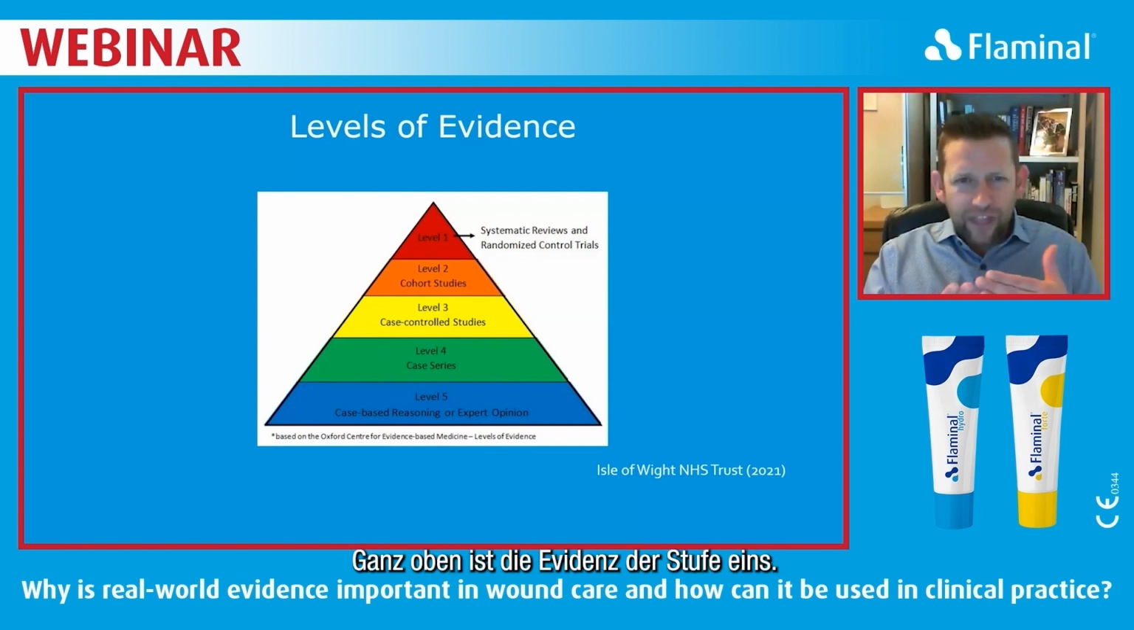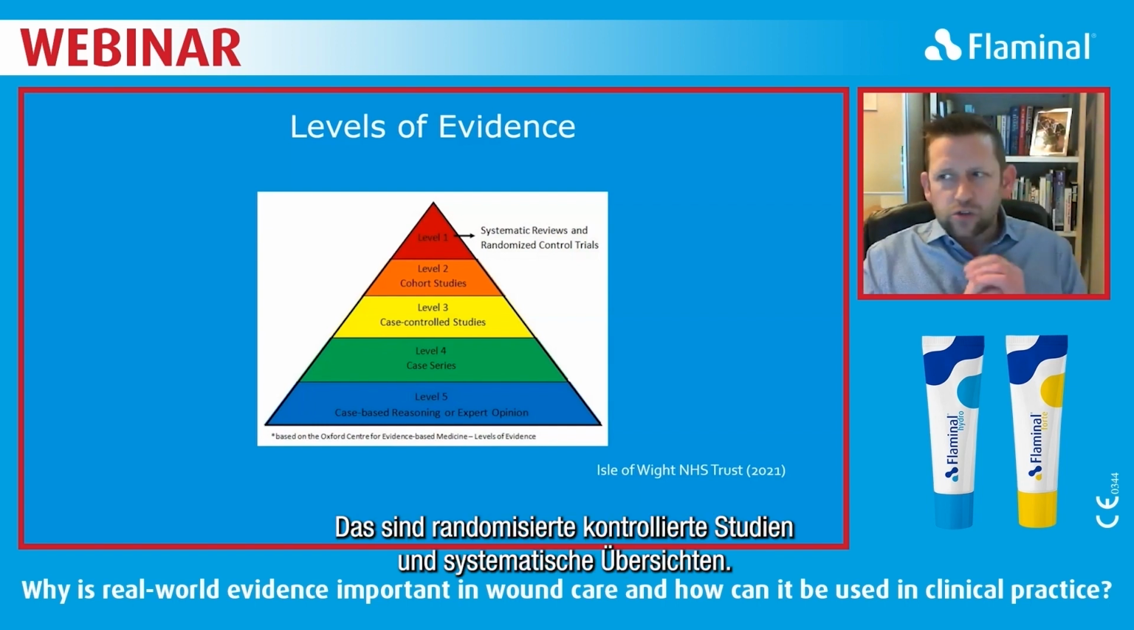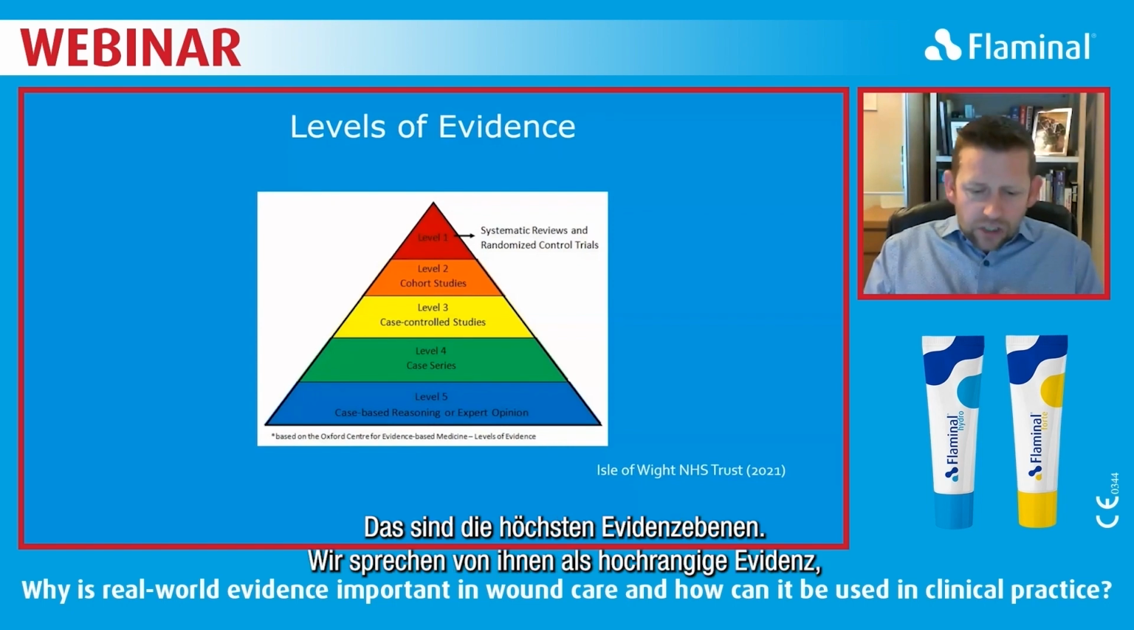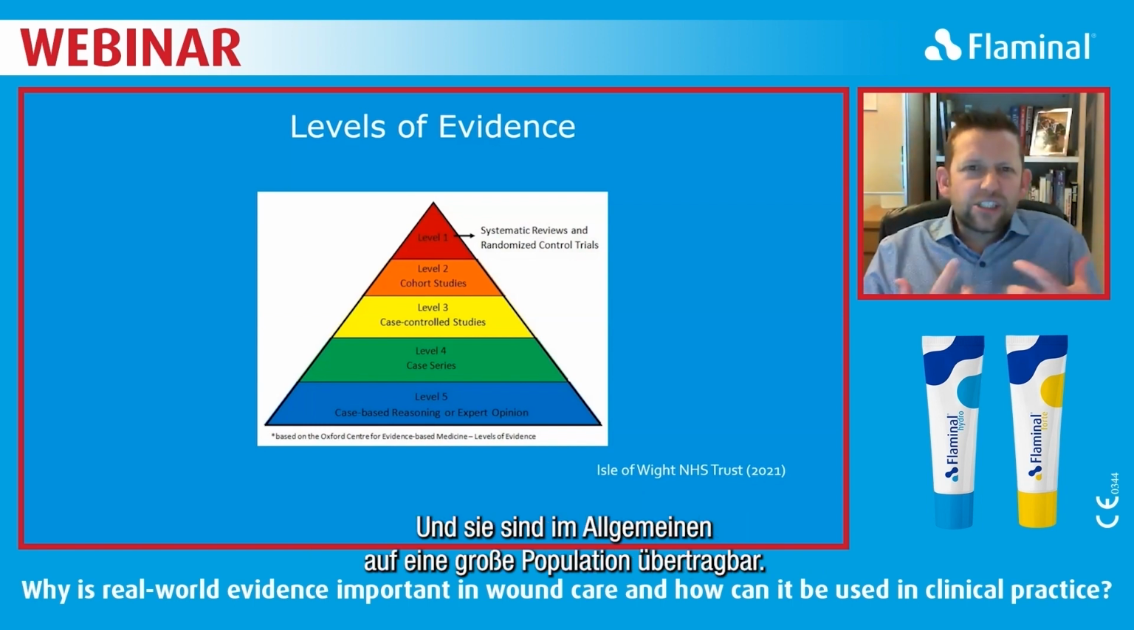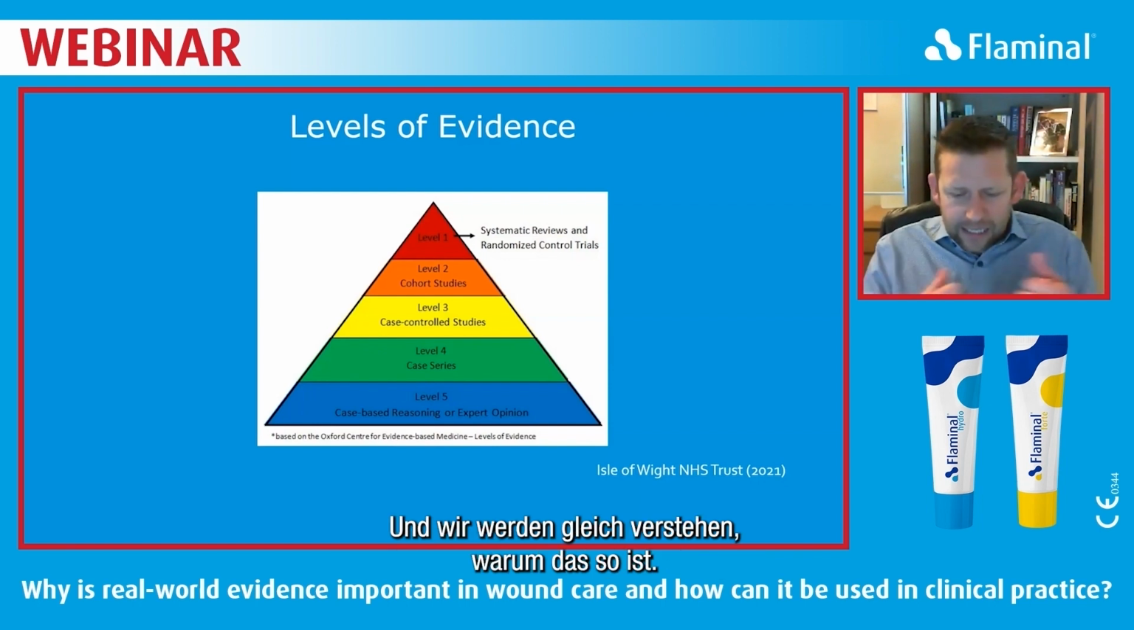At the top of this is level 1 evidence. That's randomized controlled trials and your systematic reviews. So they're the highest level of evidence. We talk about them being high level evidence because they've got the least bias, they're transferable, and they're generally generalizable to a large population, and we'll understand why that is in a minute.